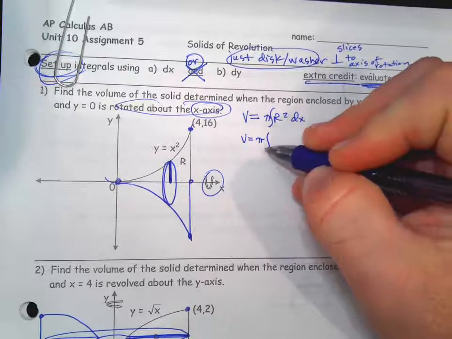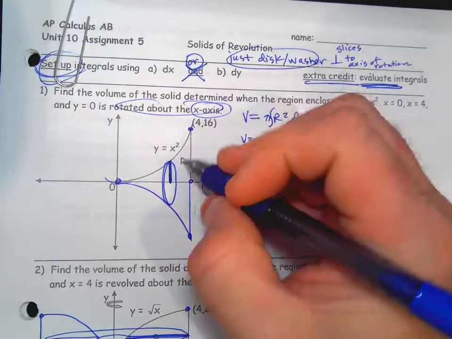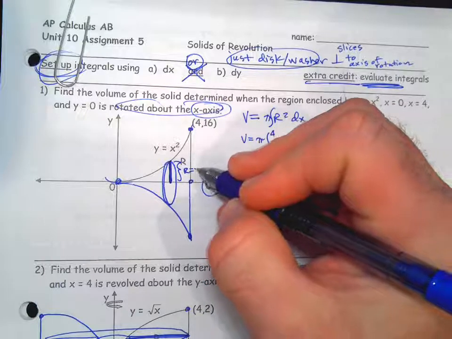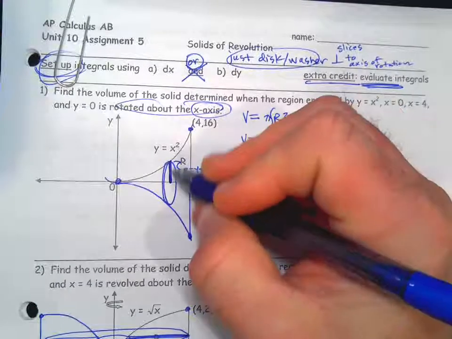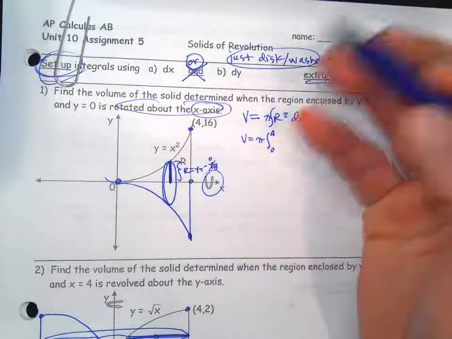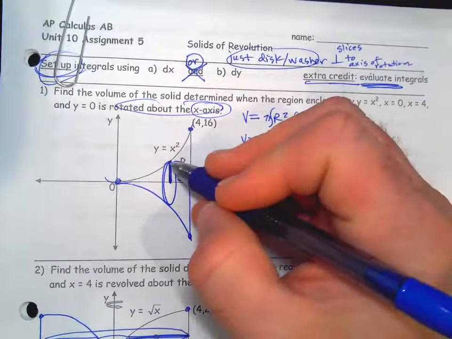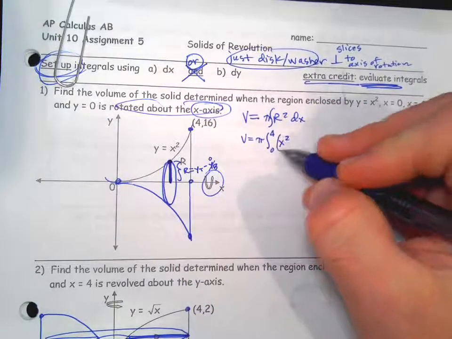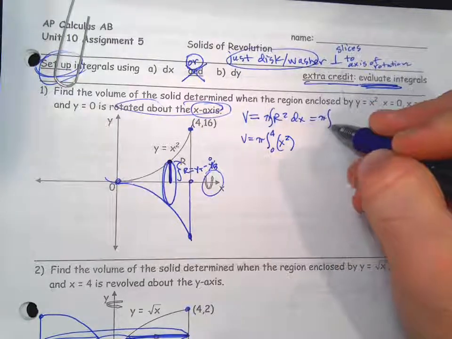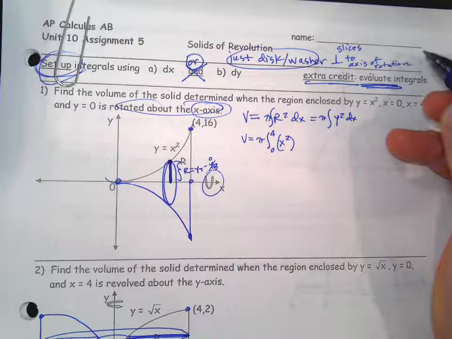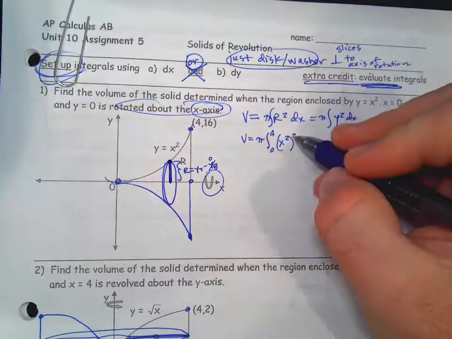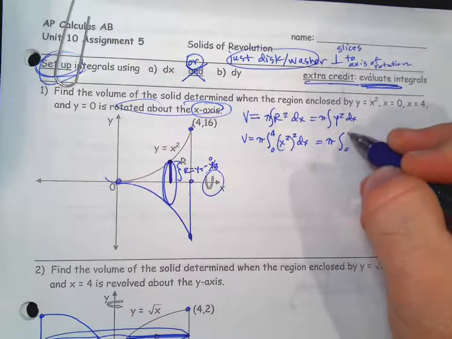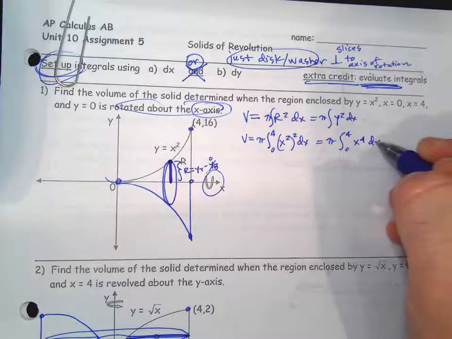Our limits are going to be 0 to 4 in the x direction. The radius right here, don't confuse this r with that r, is y top minus y bottom. It's a vertical length, and y bottom is just 0 this time. Sometimes it's not 0. So it's going to be y top. The y coordinate along the curve in terms of x is going to be x squared. You could write it like that first if you want, and then write it in terms of purely x. So you get pi times the integral from 0 to 4 of x to the 4th dx. That's the setup.